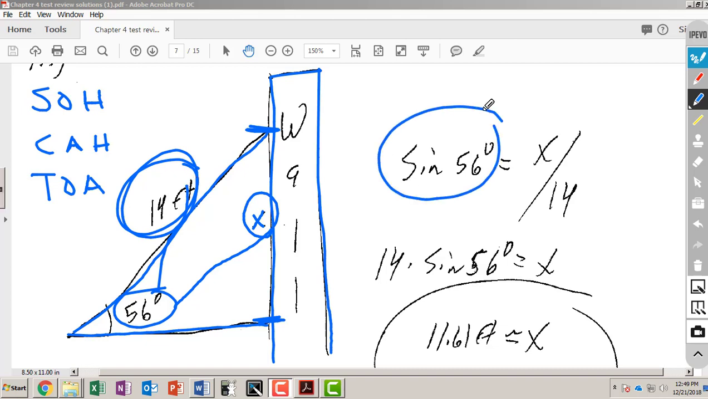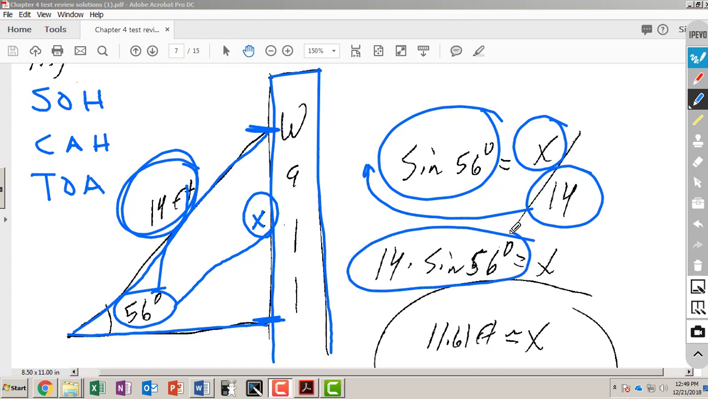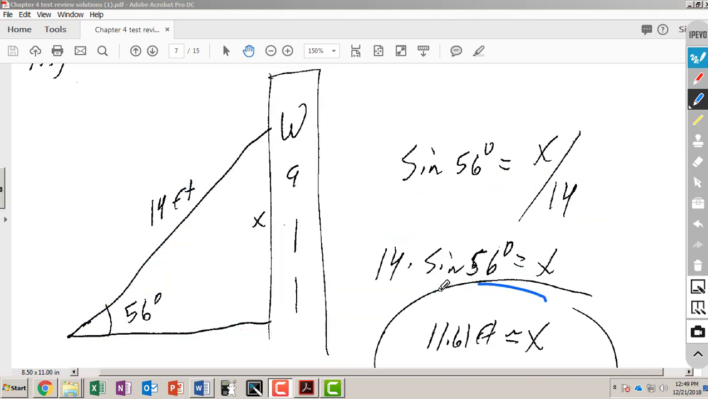So here's the sine of 56 degrees equals my opposite, which is x, all over my hypotenuse, which is 14. Now I solve this by multiplying both sides by 14, so the 14 comes over here. I get 14 times the sine of 56 degrees equals x. Once again, check to make sure your calculator is in degree mode before you type this in. In degree mode, your calculator should give you the answer of 11.61 feet. So that is the answer to number 11: 11.61 feet.